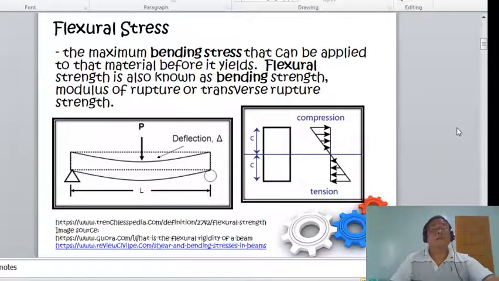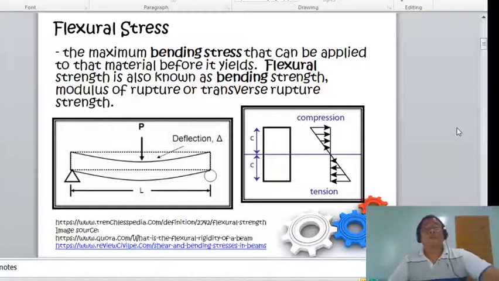So this is the first topic we are going to introduce here: the flexural stress. What is flexural stress? Flexural stress is the maximum bending stress that can be applied to a material before it yields. Flexural strength is also known as the bending strength, modulus of rupture, or transverse rupture strength.